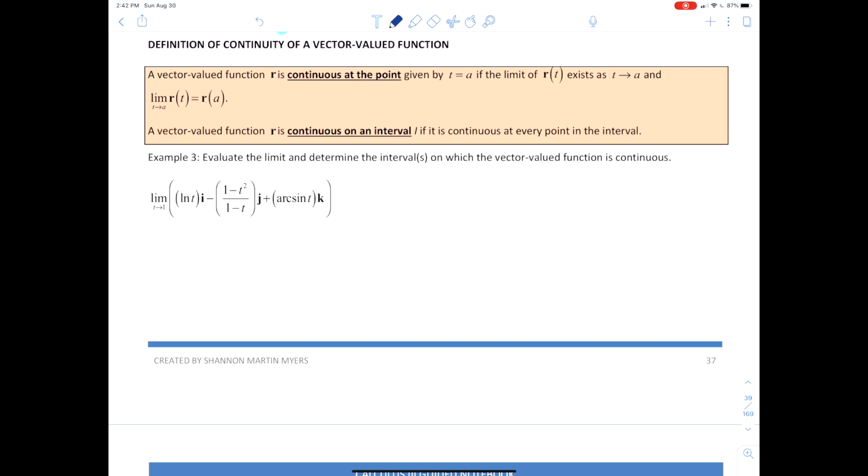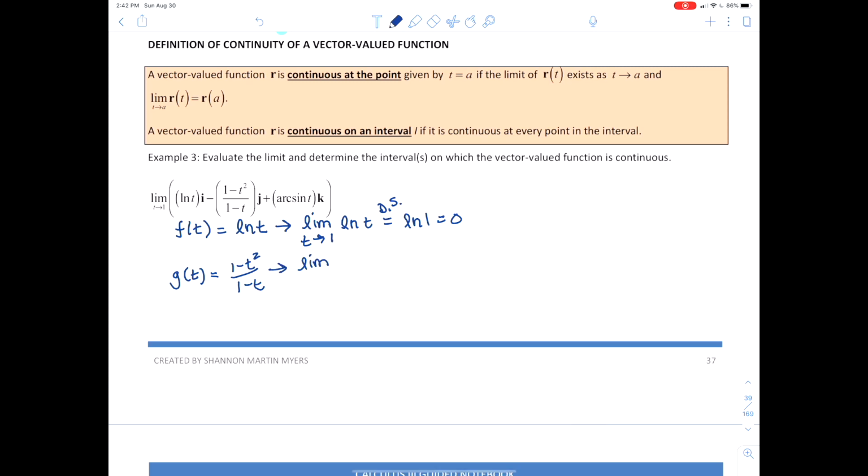The limit as t approaches 1. So remember, you can bring that limit in. So here, f at t is equal to natural log of t, right? And so the limit as t approaches 1 of natural log of t, using direct substitution, is natural log of 1, which is equal to 0. Good so far? Well, g at t is equal to 1 minus t squared over 1 minus t, and if we take the limit as t approaches 1, that's going to be indeterminate, right? So you'll get 0 over 0.